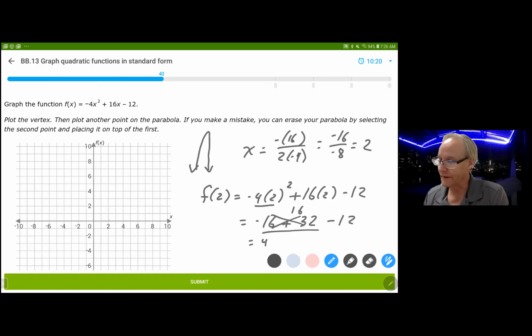So my vertex is going to be at 2, 4. There's my vertex. Now, if this was a negative 1 instead of a negative 4 as my leading coefficient, a negative 1 would look like this.